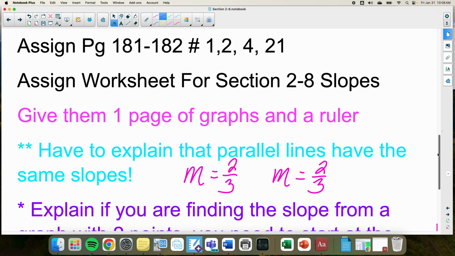One other thing, if they give you two graphed points and ask you for the slope, this is important too. Always start with the point on the left. And then look at how much do you have to go up and over to get to that second one. But always start on the left. Alright, so I will get you guys each a piece of graph paper, and then I'll make sure that worksheet is in Schoology.